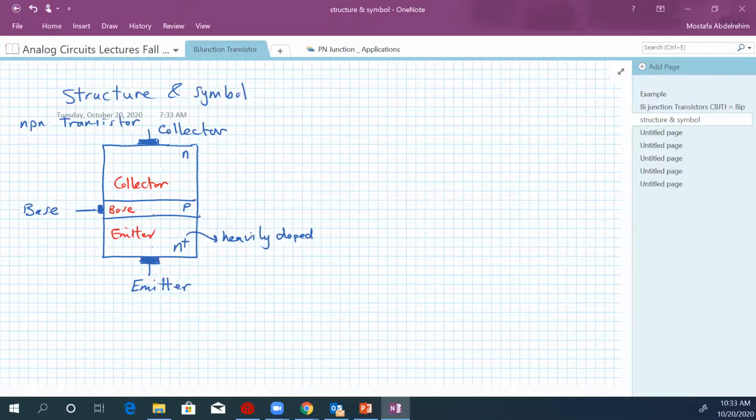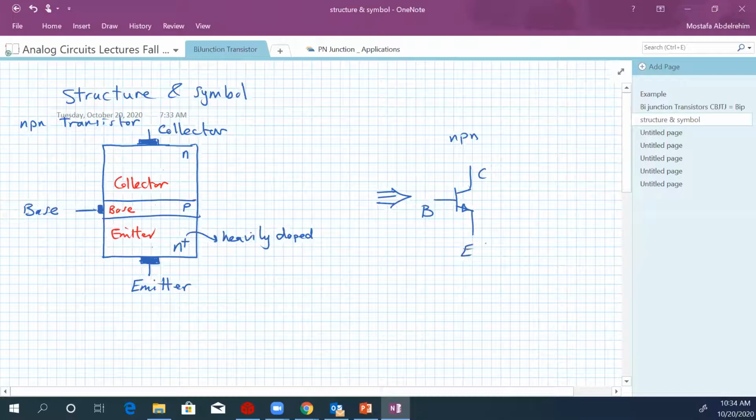It is an asymmetric structure. And here is the symbol for that device, because in circuits we replace all these complex structures with a symbol to make it easier to draw. So this is the symbol for the NPN transistor. This is the collector, this is the base, this is the emitter, and usually we just write the first letters.